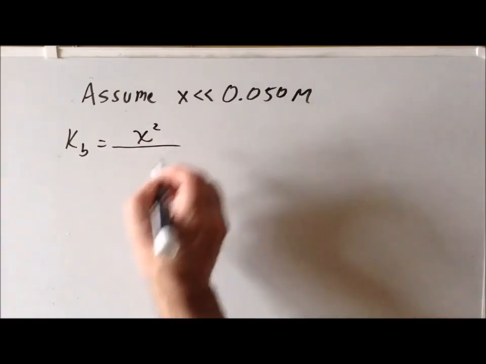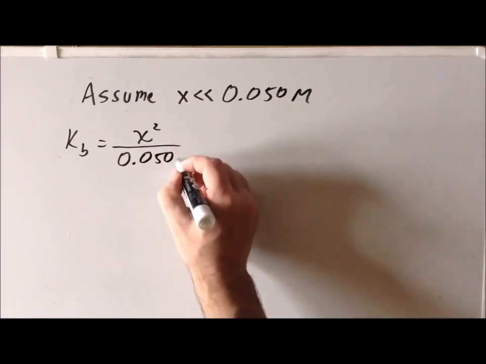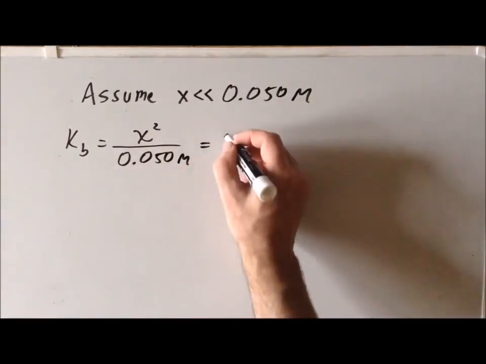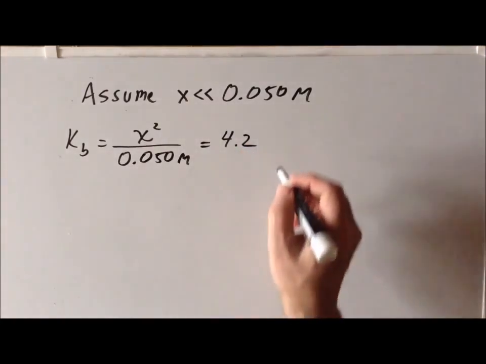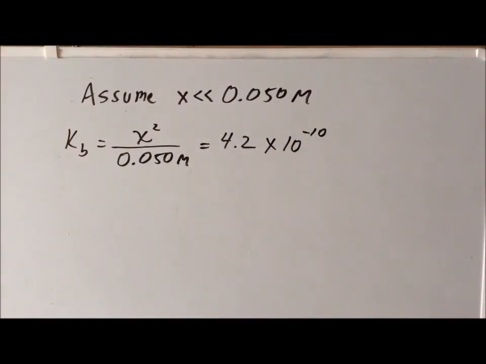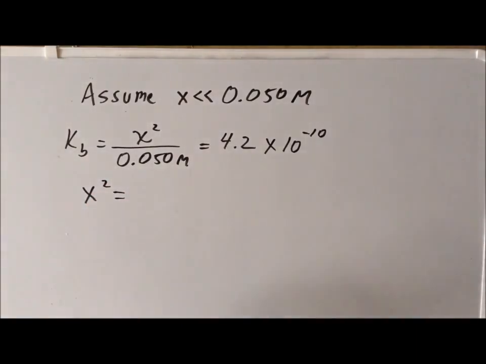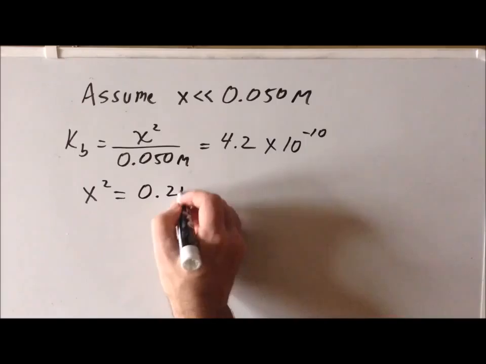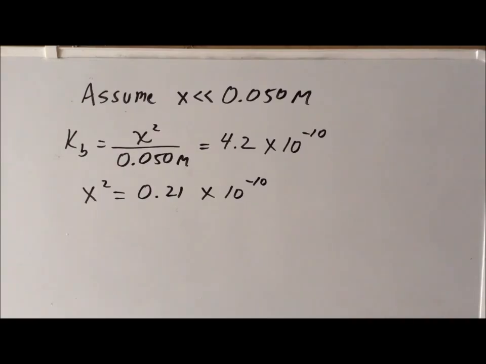Recall that we had x times x. And now the denominator is simply going to be 0.050 molar. And this value is equal to the literature value for the Kb of aniline, which is 4.2 times 10 to the minus 10. We can multiply through both sides, and we get that x squared is going to be equal to 0.21 times 10 to the minus 10th power. To solve for x, we need to take the square root of each side.